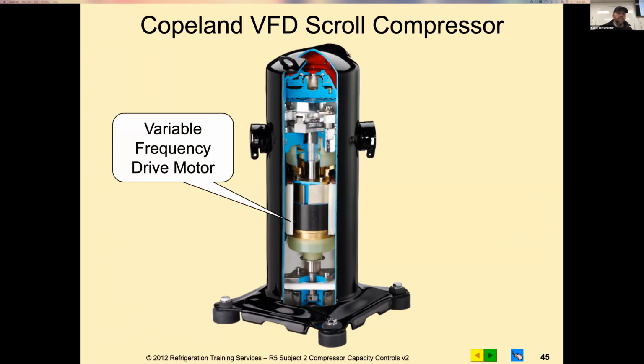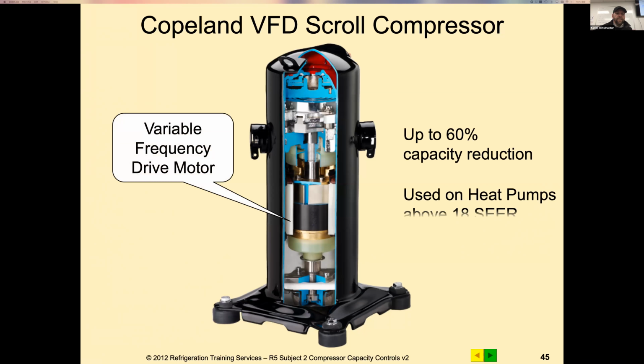Variable frequency motor, remember we have to have a specific motor for that. We can't just hook that up to anything. Up to 60% capacity reduction is used on heat pumps and above 18 SEER. We have seen a ton of VFD semi-hermetic reciprocating compressors showing up in a lot of our new supermarket applications. If you see a Bitzer on a newer Costco rack, you'll see a big silver box in front of that Bitzer. That is a variable frequency drive reciprocating compressor. If you have any questions on those, please let me know.